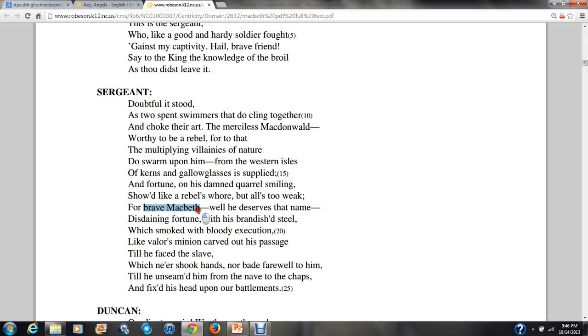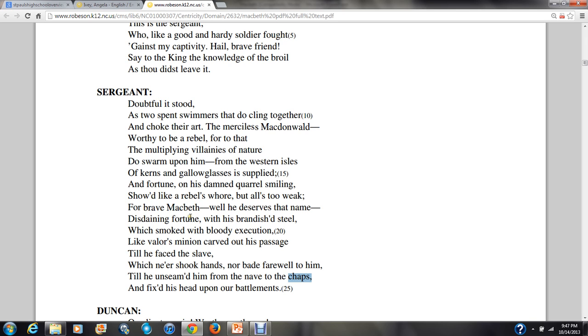Brave Macbeth. Look how he is described even before we meet him. Well, he deserves that name. "Disdaining fortune, with his brandished steel, smoked with bloody execution. Like valor's minion, carved out a passage till he faced the slave," being Macdonwald. That's who we're talking about. "Which ne'er shook hands nor bade farewell to him till he unseamed him from the nave to the chaps, and fixed his head upon our battlements." What that means is that he basically gutted Macdonwald from the navel to the chaps, or the jaw, cut his head off and put it on the battlements of the castle as a warning.